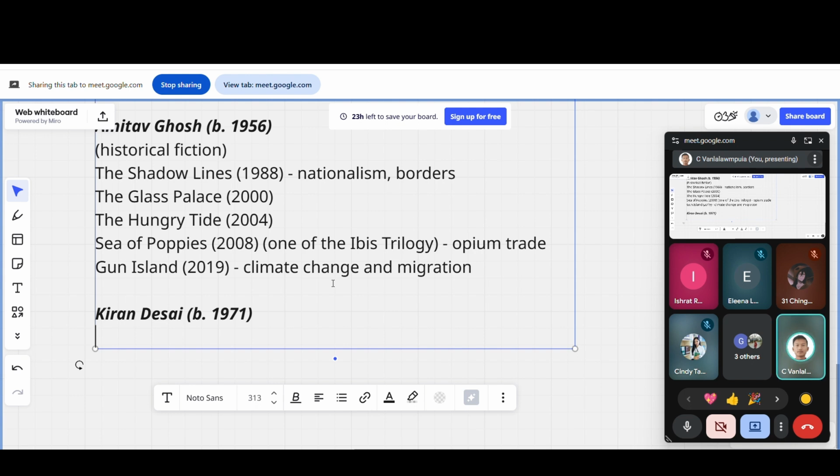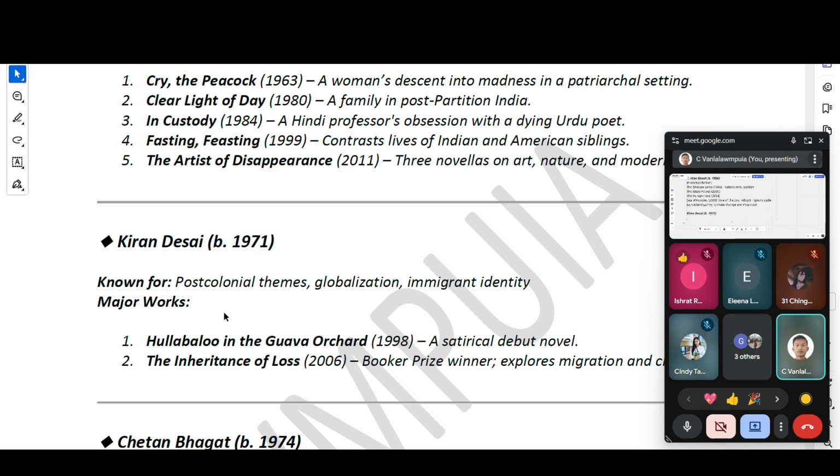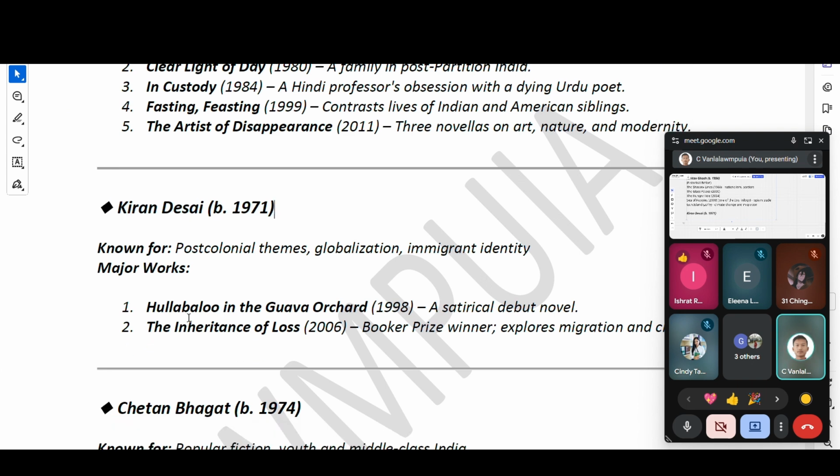Have you heard about Anita Desai? They are of the same group, okay? Kiran Desai and Anita Desai. So, Kiran Desai, this is also a little bit of post-colonial. Okay, post-colonial.